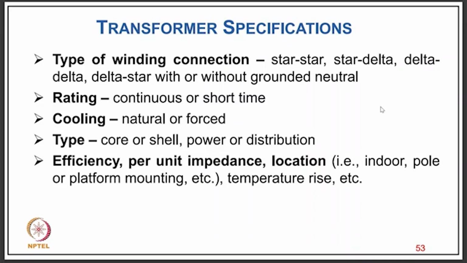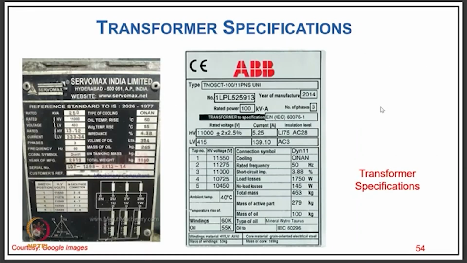Then rating, continuous or short time rating, and then the cooling, whether natural or forced cooling, with air or with oil, or forced air or forced oil, and type of core. Transformers can be classified as core or shell type, or power or distribution, or even electronics transformers. There are plenty of classifications of this type of transformer. Then efficiency, the impedance, location like indoor or platform mounting, and temperature as permitted also.